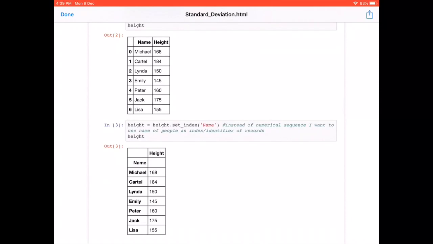But in this case, because I'll be referring now and then to the person's name and their height, I would instead use the name column as the index instead of that serial number. It will make my life a bit easier, and calculations as well. So that's why I will use height dot set_index, and I will set the name column as the reference point. All right, very easy. So you can see now the serial number is gone and I have my name as the reference point. Everything remains the same.